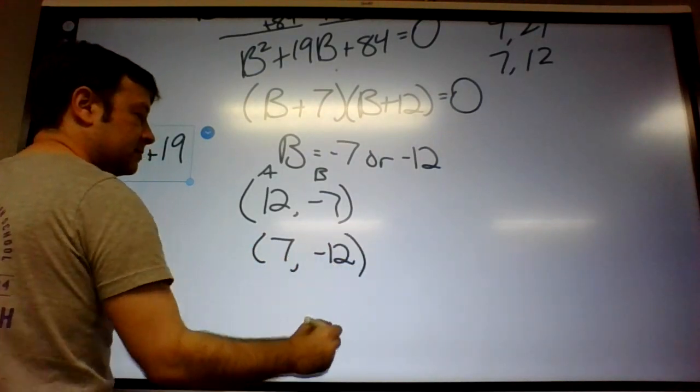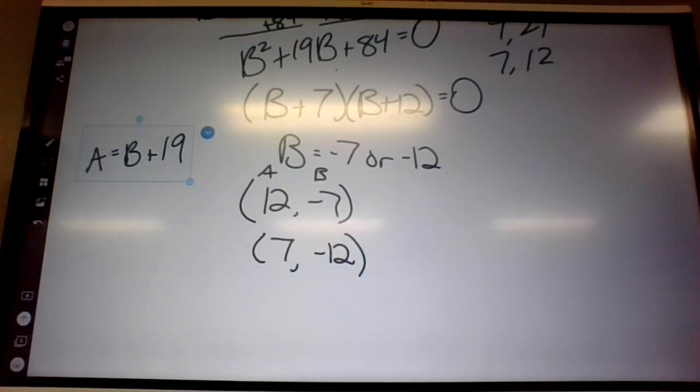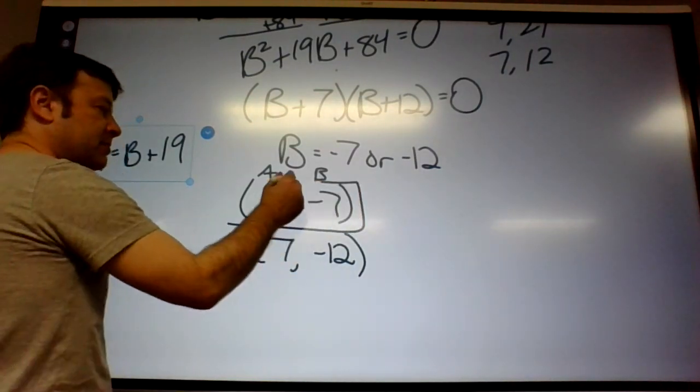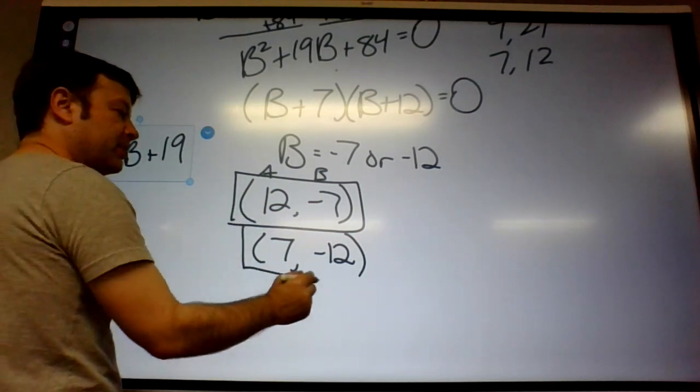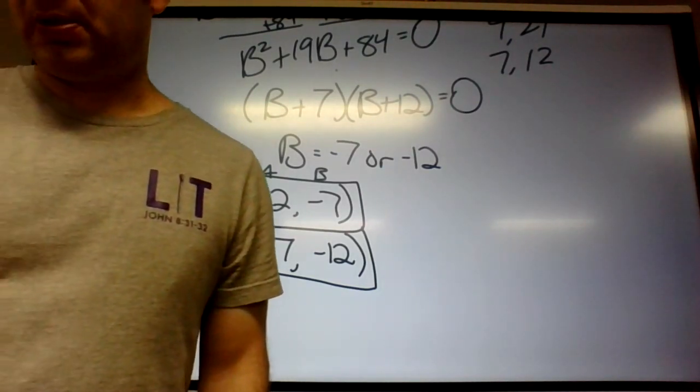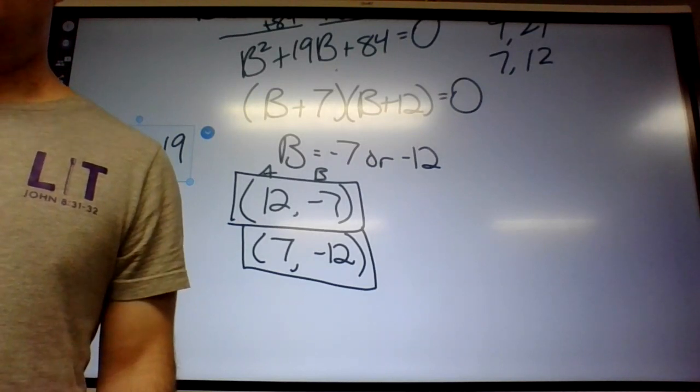So for all those answers, it's like plus or minus. Yeah, this is two answers, but each answer has an a and a b component in it. 12 and negative 7 is an answer. And negative 12 and 7.